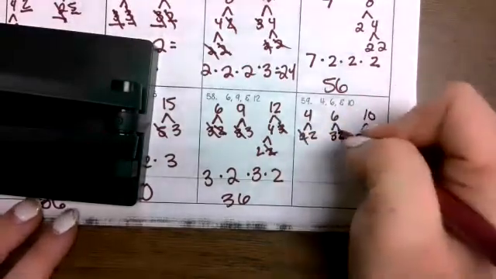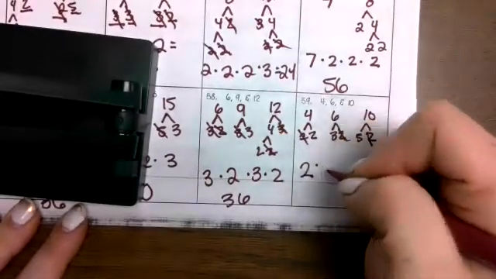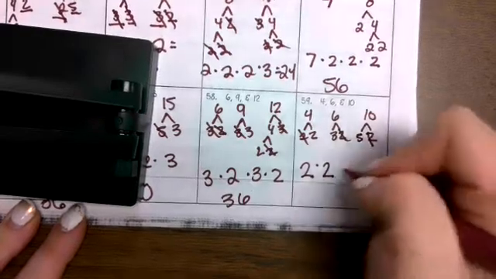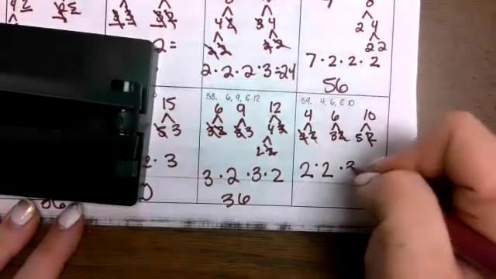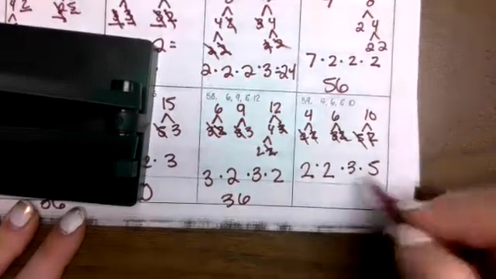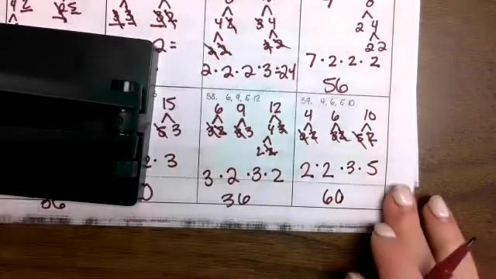And then 10. Okay, I see they all have a 2 in common, so I'm going to write that once. Then I see they have another 2, a 3, and a 5. So 2 times 2 is 4, 4 times 3 is 12, and 12 times 5 is 60. So our least common multiple there is 60.